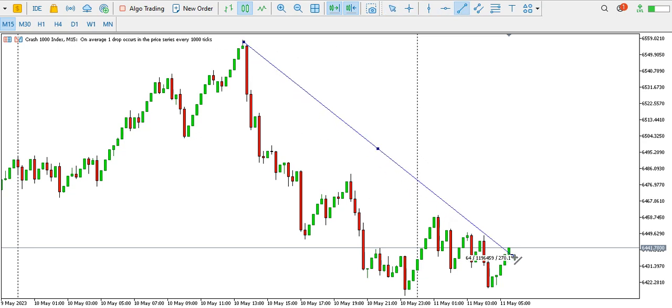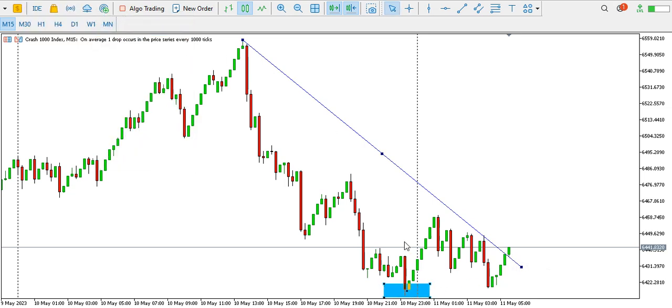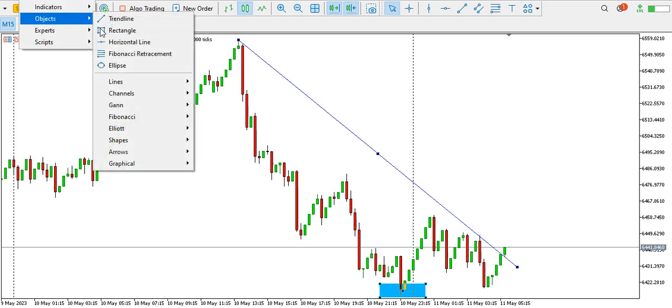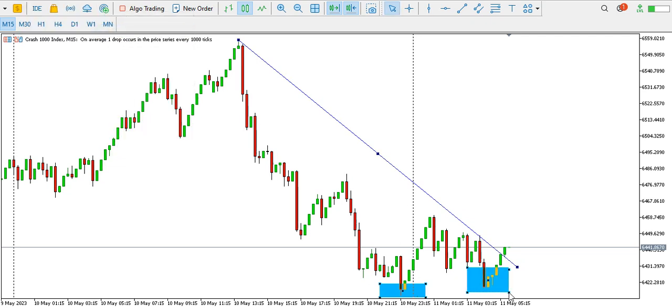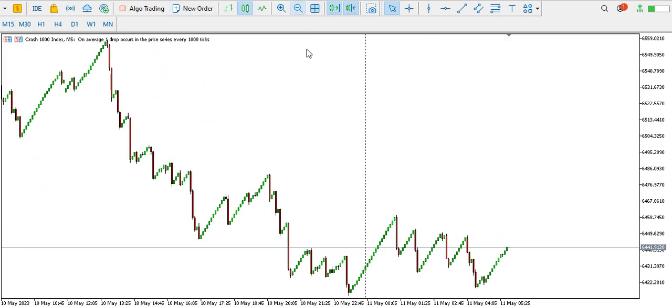You can see this trend line, we are having a double bottom on Crash 1000, 15 minutes time frame. Try and look for buying opportunities on Crash 1000, but it will start spiking down. Look at this 5 minutes time frame. Look for buying opportunities on Crash 1000.